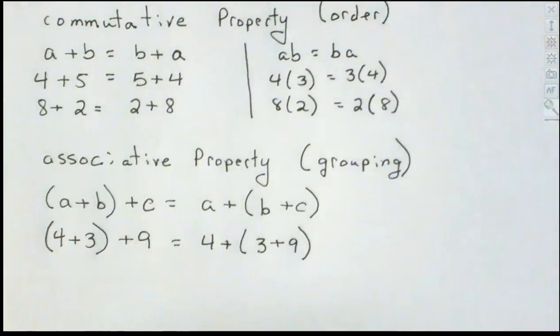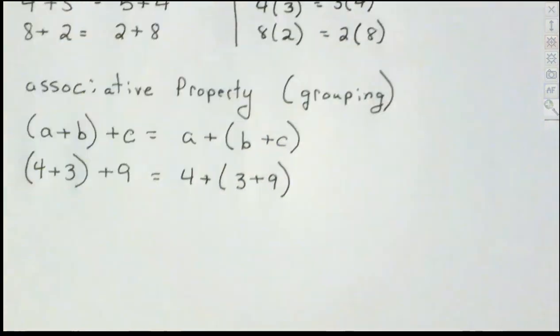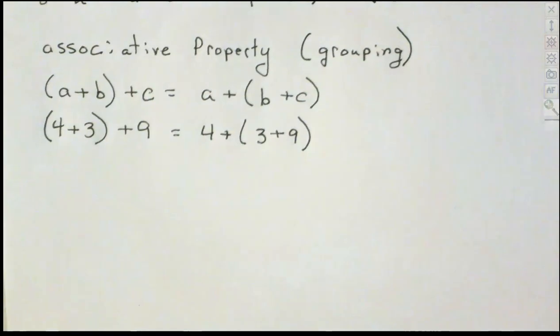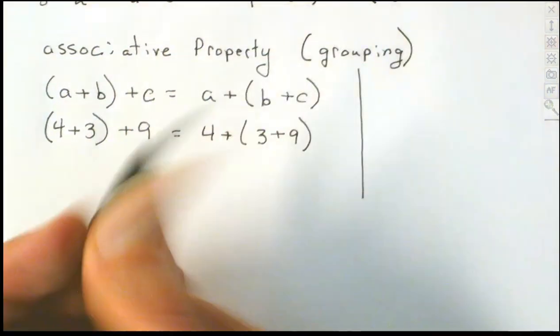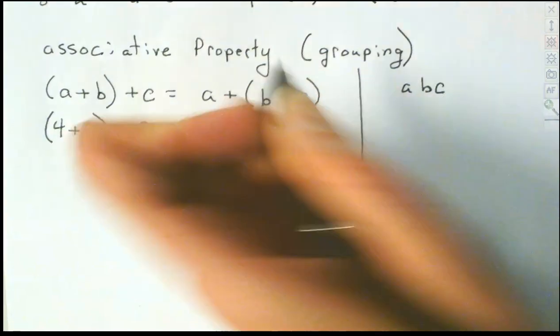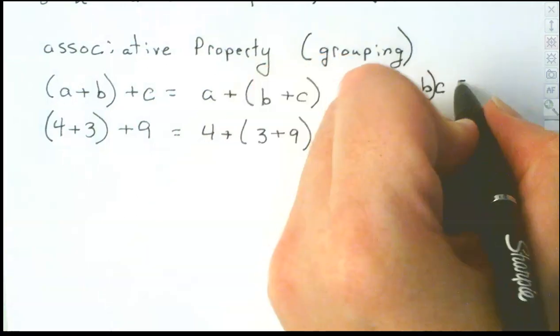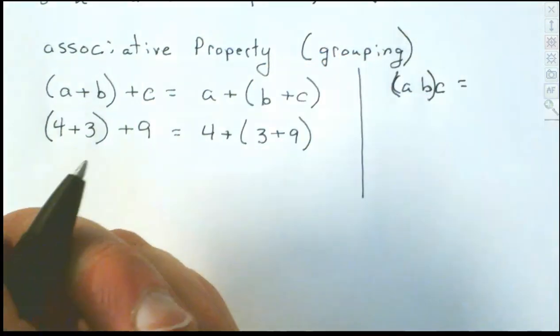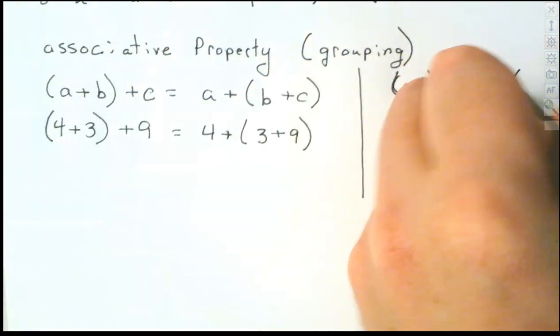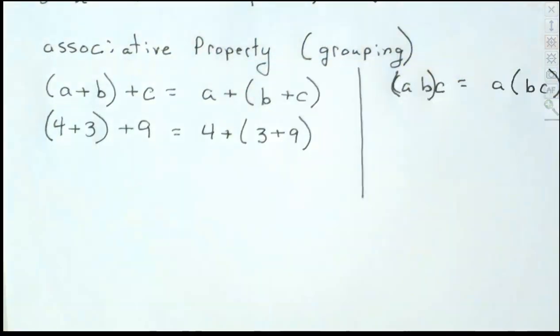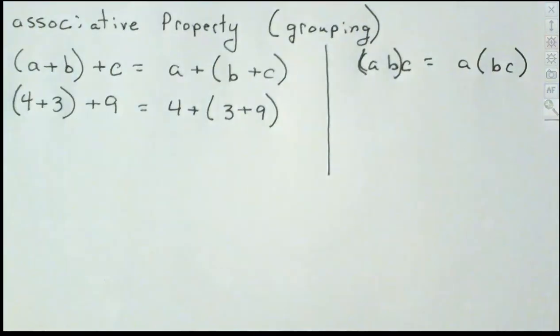Think about associate. Who you associate with, you group together. That's how I remember it. Associative property means how they associate, how they group together. So it works for addition. It also works for multiplication. (A times B) times C, like this, is the same as A times (B times C). So all I'm doing with the associative property is changing the groupings, not the order. Order does not change.